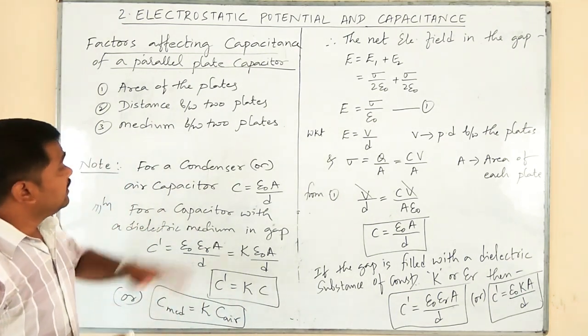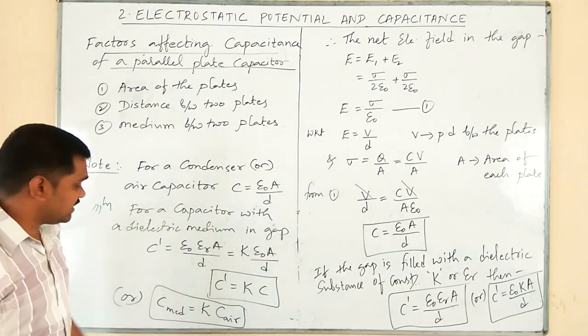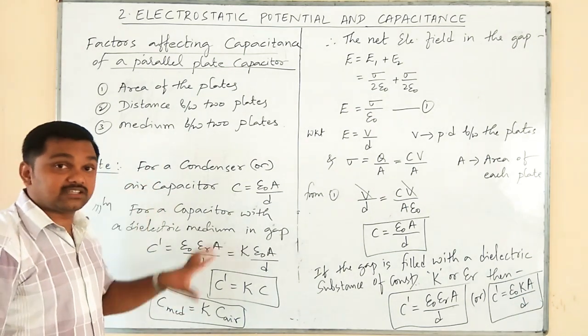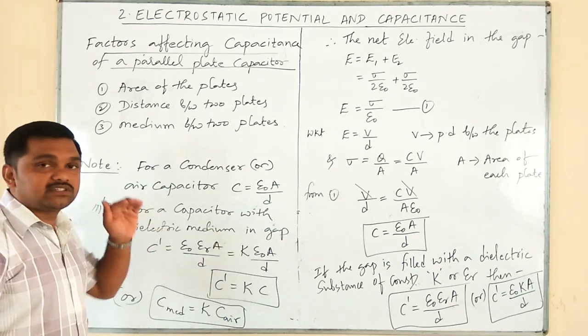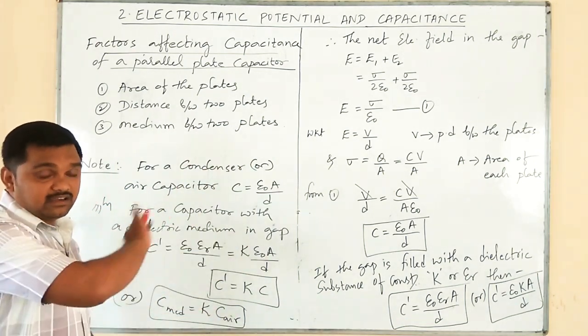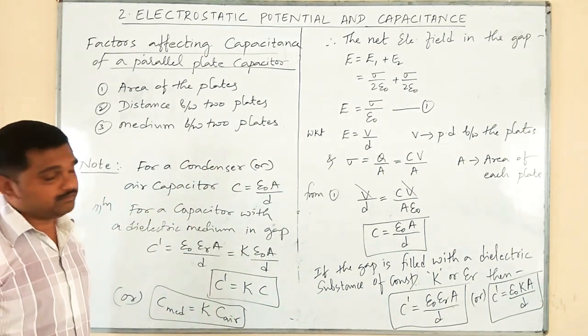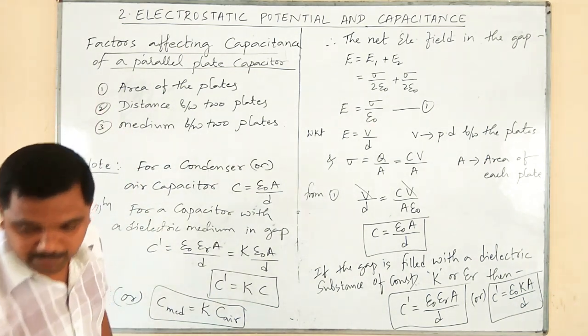Whenever air in the gap of the two plates of a parallel plate capacitor is replaced by a dielectric substance having dielectric constant K, its capacitance will rise to K times its earlier value. So that is about the parallel plate capacitor. Please remember.